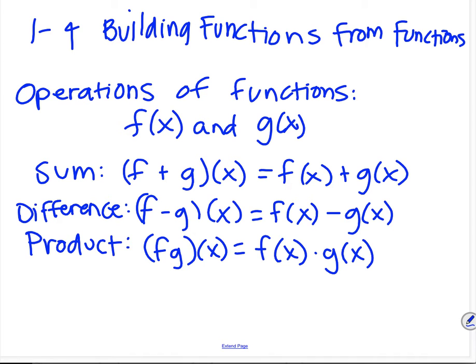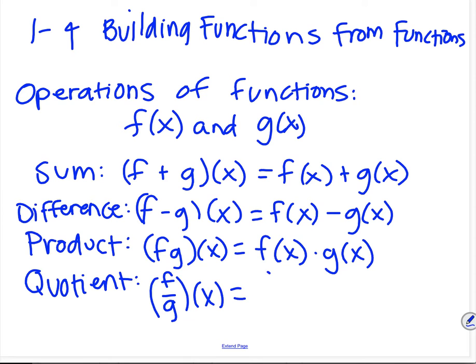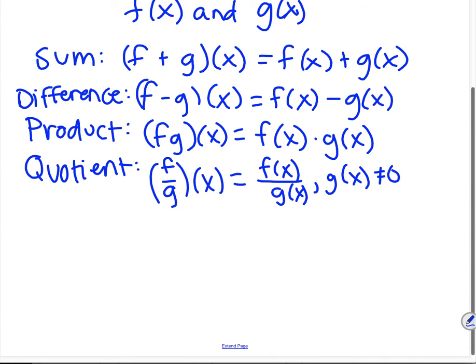And then a quotient, so we can divide them as well, would be f divided by g of x, and that would just be f of x over g of x, and that is assuming that g of x does not equal 0, because if you had a 0 in your denominator, that would be undefined.